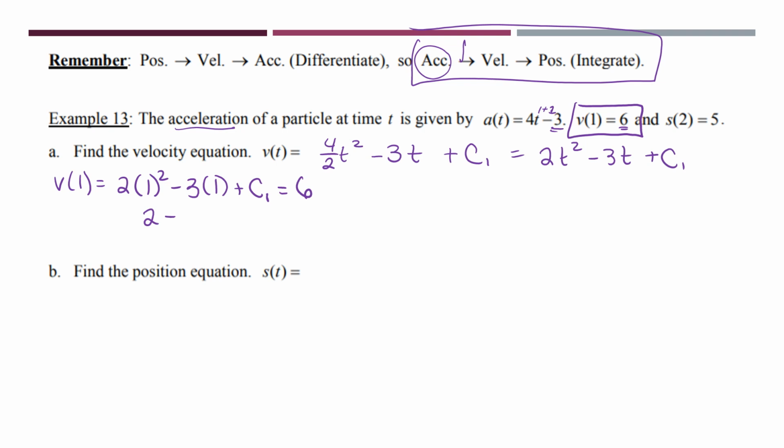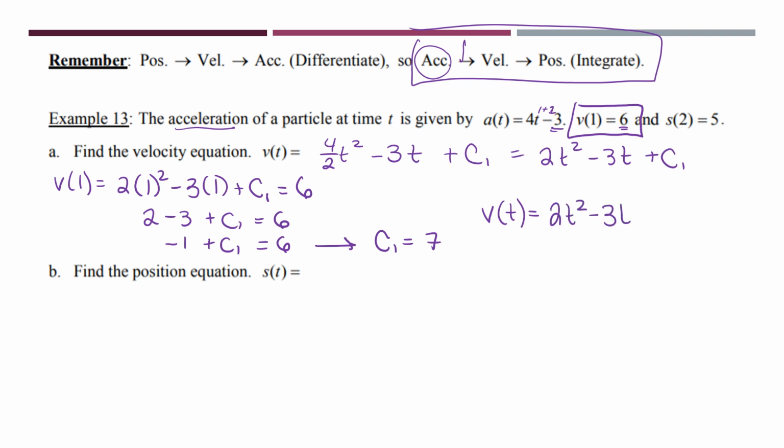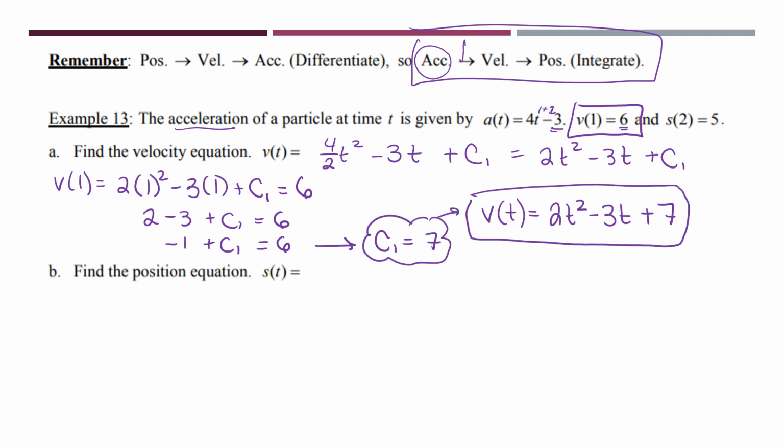So we have 2 minus 3 plus c1 is 6. And that gives us our constant is going to be 7. So our specific answer here is that our velocity is equal to 2t squared minus 3t plus 7. All right, and that's our answer to A.